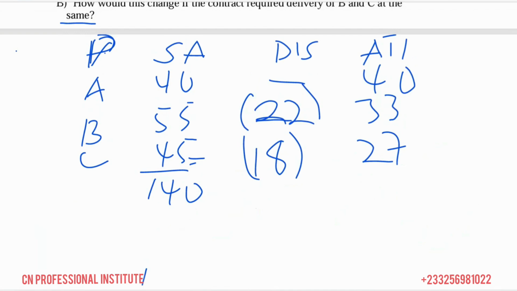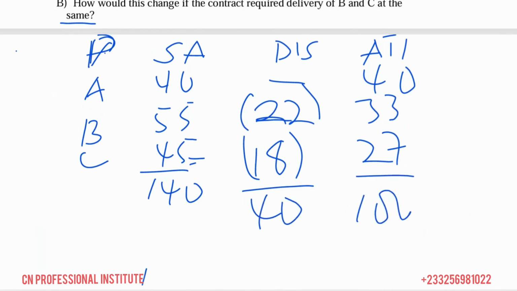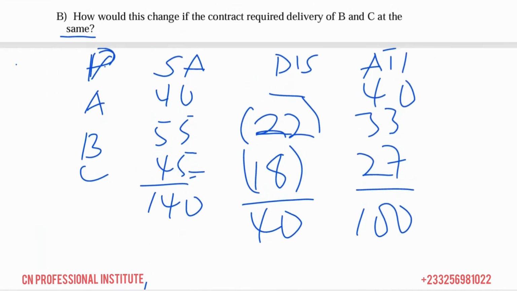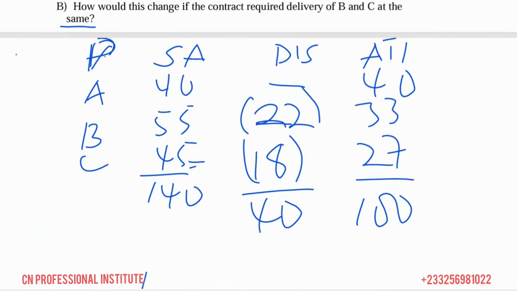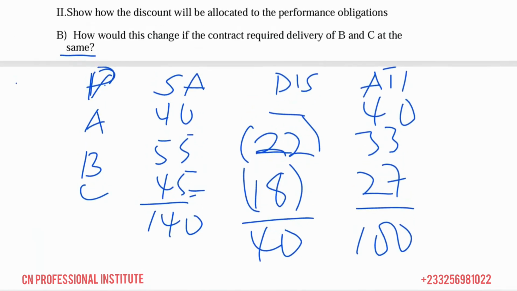You pick the individual element divided by the total, times the discount. That's all. So here you get a discount of 40, and here you get 100. So that's how we share the discount between the three performance obligations. We said A will not attract a discount.